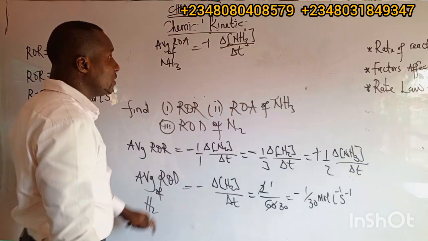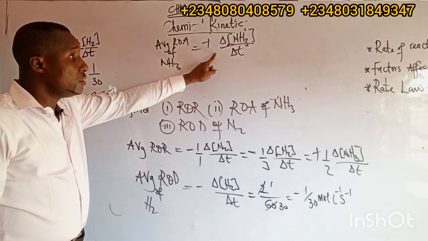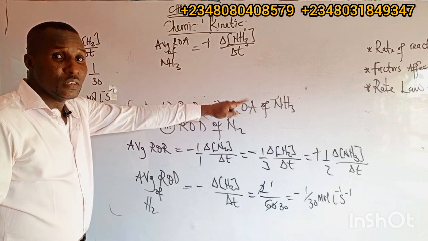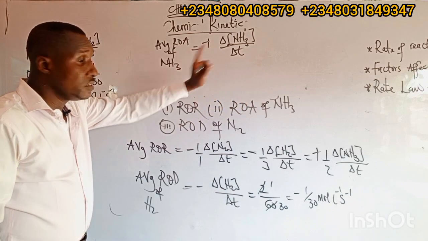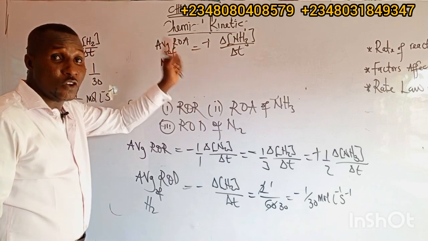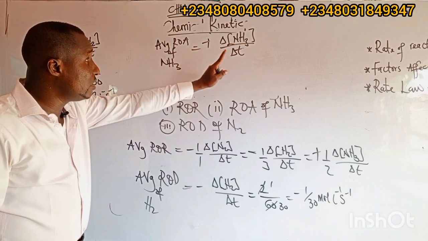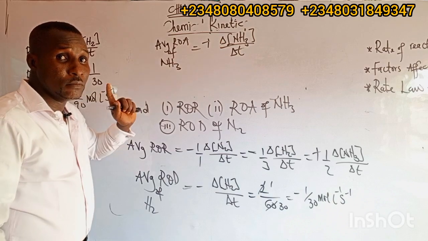Time. I told you that you won't divide the concentration by the coefficient, the stoichiometric coefficient, when you are looking for the rate of appearance or rate of disappearance. This is the rate of appearance of ammonia.